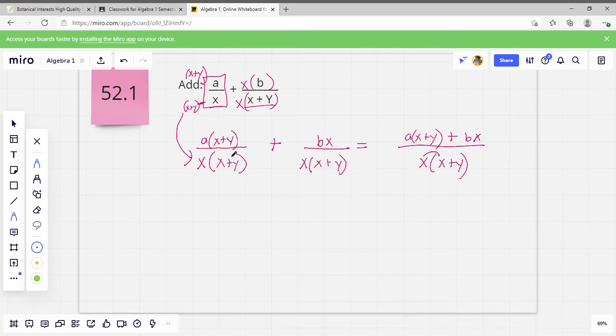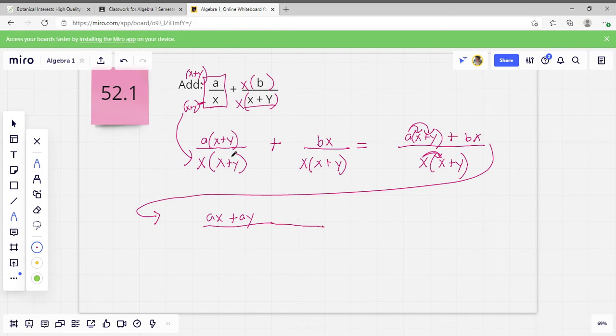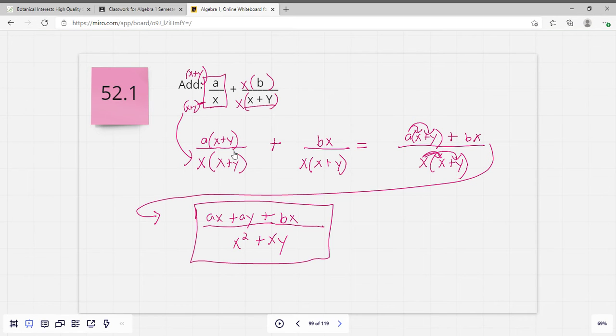We can go ahead and do our distributive property here. So a times x would be ax. A times y would be ay. There's our top. Plus this bx right here. Nothing's multiplied times that, so we'll just put it up here. And then x times x will be x squared, and x times y would just be xy, and that's what the answer looks like. So distributing is your last step. Let's work another one.